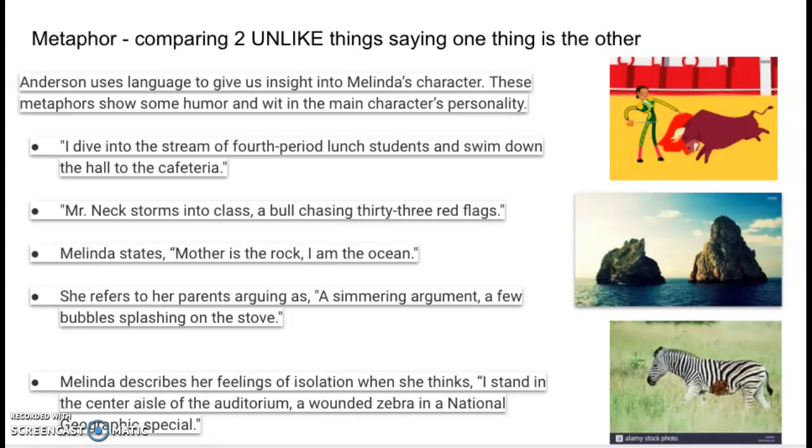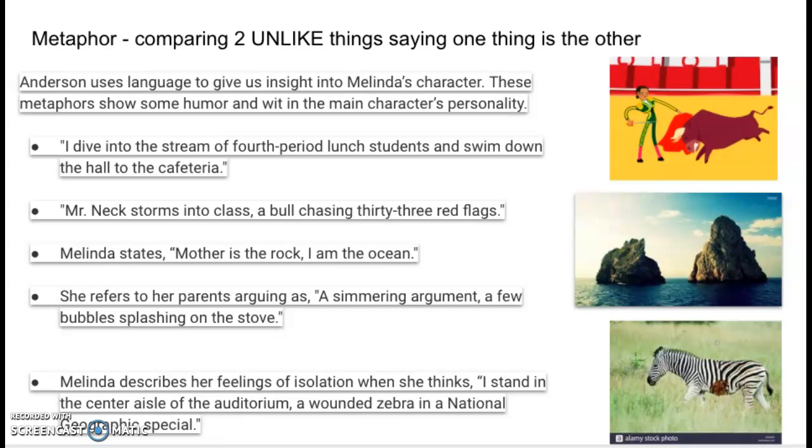In this first slide, we are going to talk about metaphor. This is where we compare two unlike things, and we say one thing literally is the other thing. And so Anderson uses her language to give us insight into Melinda's character, and these metaphors show some humor and some wit in the main character's personality. In the first one, she tells us she dives into the stream of fourth period lunch students and swims down the hall to the cafeteria.